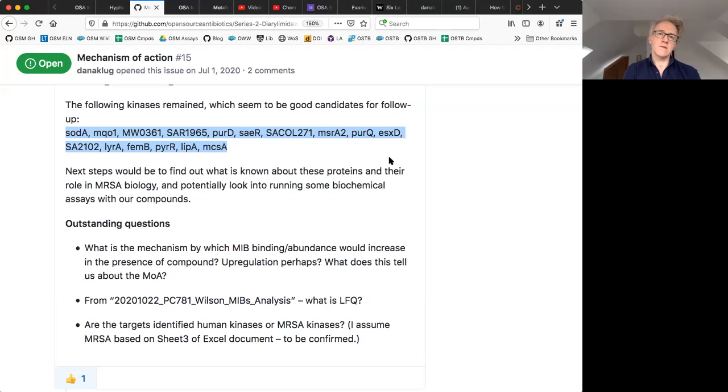But then there's also a question about if any of these are functionally connected, then that could be evidence that we are hitting something. Yeah. If other potential binders. Well, actually, no, I'm not sure that's true, because this is a lysate experiment, isn't it?